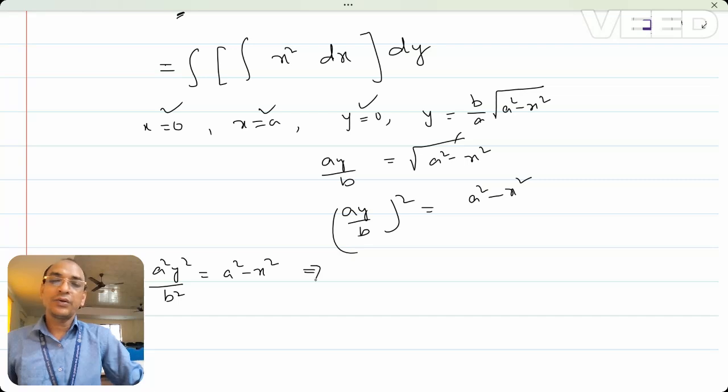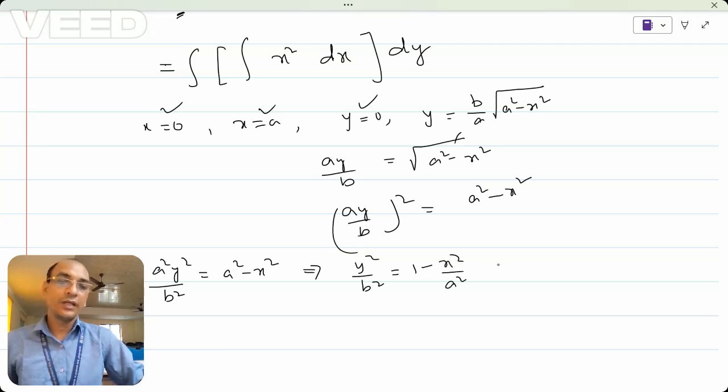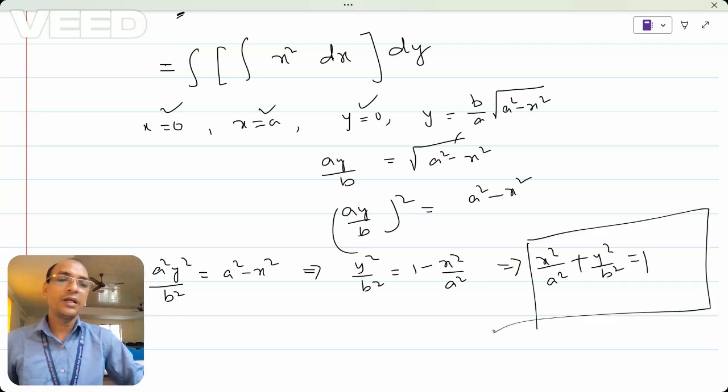Now divide throughout by a square. So we will get y square by b square, a square by a square is 1, minus x square by a square. And so this is equivalent to x square by a square plus y square by b square is equal to 1. And this is nothing but the ellipse.